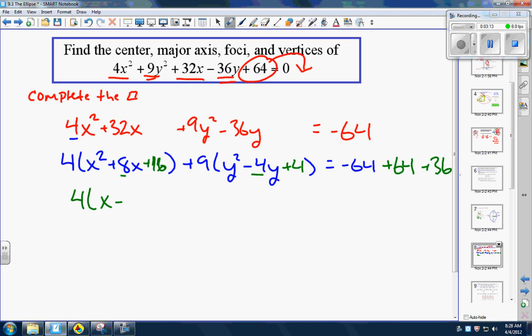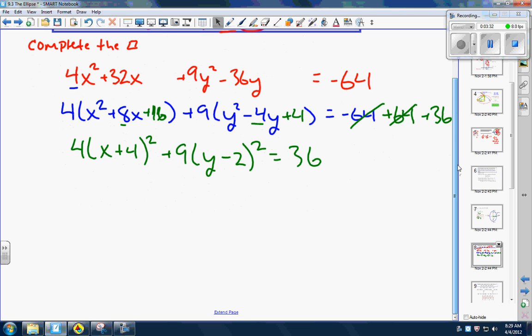So this always factors to half of b squared. This will always factor to half of b quantity squared. Those will cancel and you get a 36. So you're getting closer to your ellipse form here.